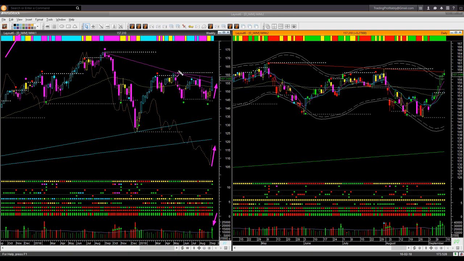Why? Because it stopped right at the weekly memory resistance line and also at the daily memory resistance line. Price is above the upper boundary level in the daily chart. It is overbought and Friday's candle shape is bearish.